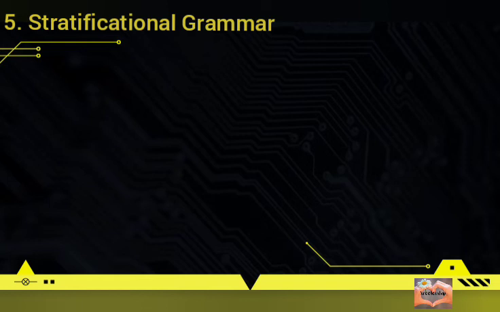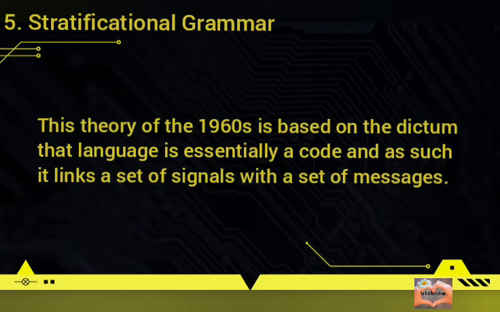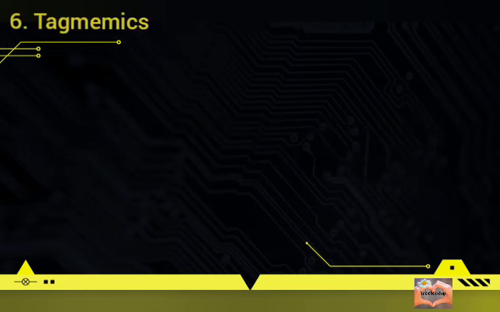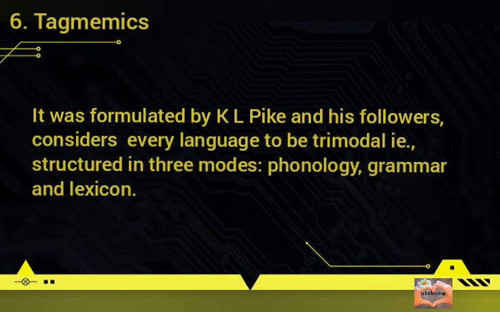Fifth one is stratificational grammar, which was evolved during the 1960s, which is based on the dictum that language is essentially a code, and as such it links a set of signals with a set of messages. Sixth one is Tagmemics. It was formulated by K.L. Pike and his followers. They consider every language to be trimodal, that is, structured in three modes: phonology, grammar, and lexicon.